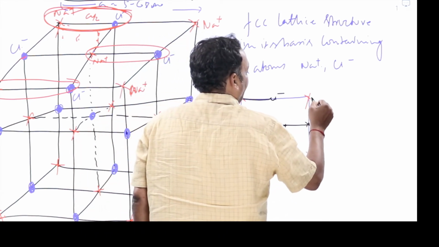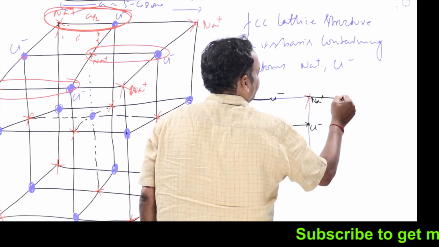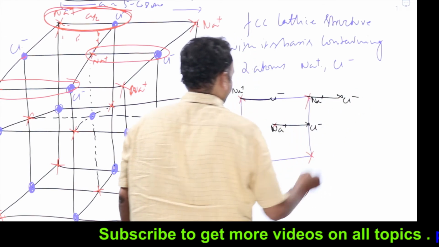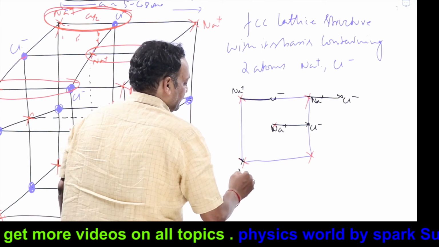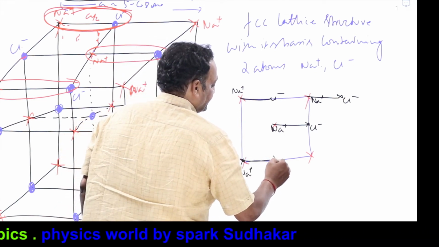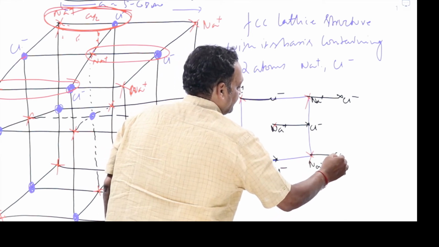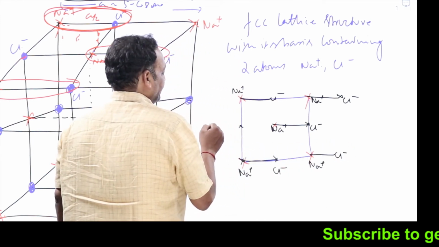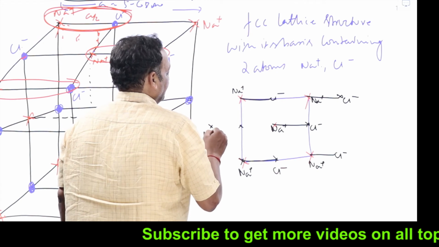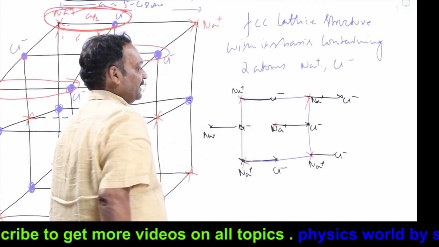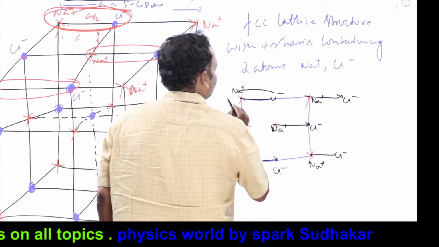Similarly here I'll put Na plus, and at A by 2 distance from here I'll put one Cl minus. Similarly here I'll put one Na plus and at A by 2 distance I'll put Cl minus. Here also Na plus and one Cl minus. Here also I'll put one Na plus and Cl minus. Like this. Okay, this is my lattice point.